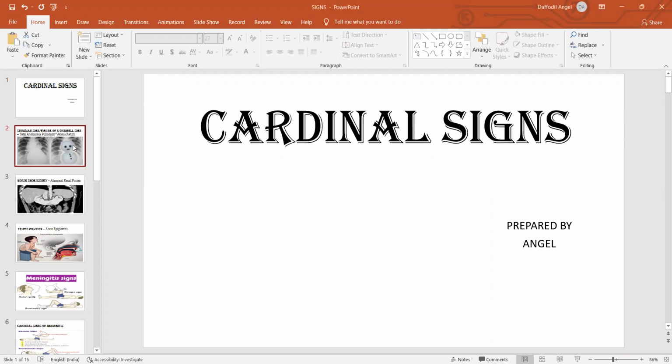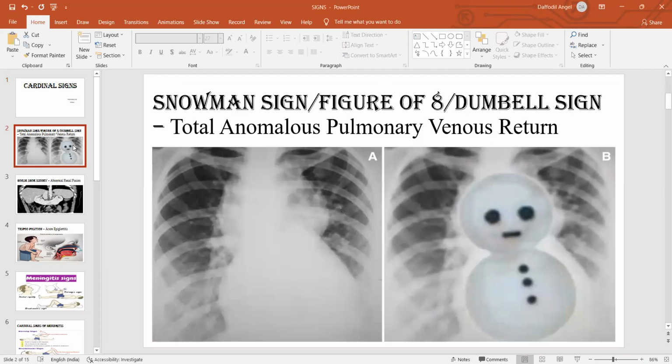In the first slide, we are seeing the snowman sign. Snowman sign is otherwise known as the figure of 8 or dumbbell sign. In this chest X-ray, the heart is in the shape of a snowman, so it indicates total anomalous pulmonary venous return.